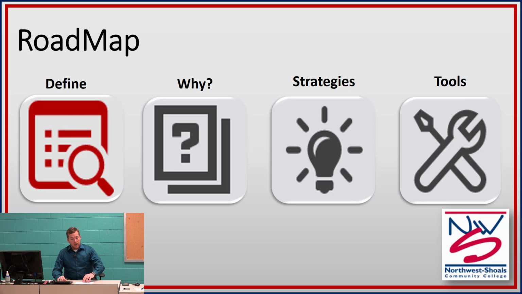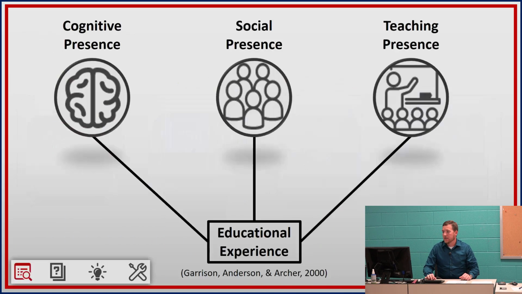So we'll start with talking about what is it? What is online presence? A good way for us to start to make sense of this, a good framework or a good lens through which we can view online presence, is something called a community of inquiry. And a community of inquiry is made up of three main components that you see here. You've got cognitive, social, and teaching presence.